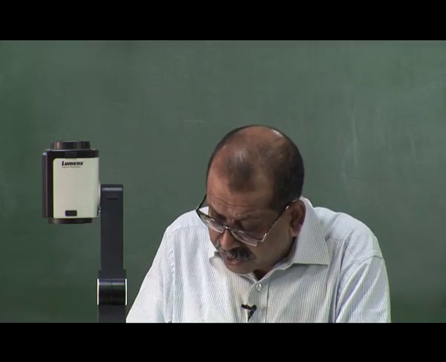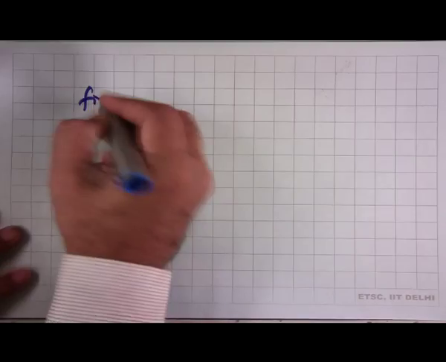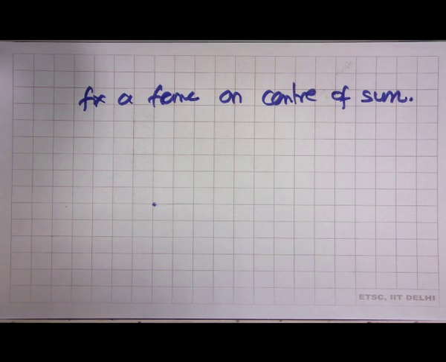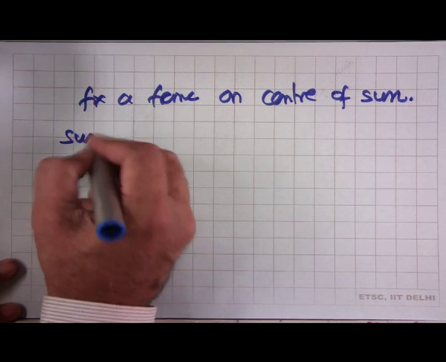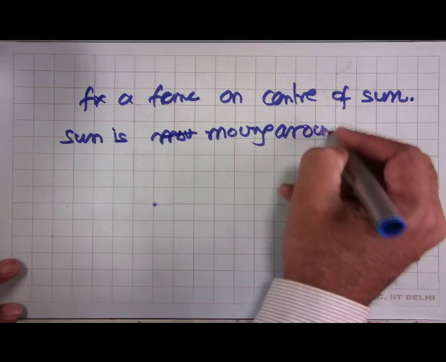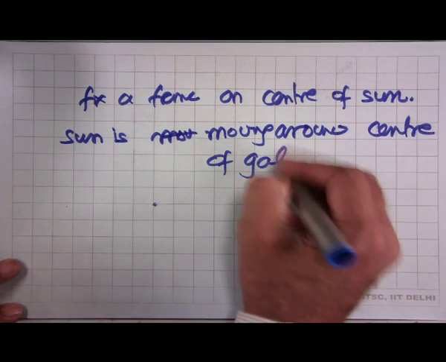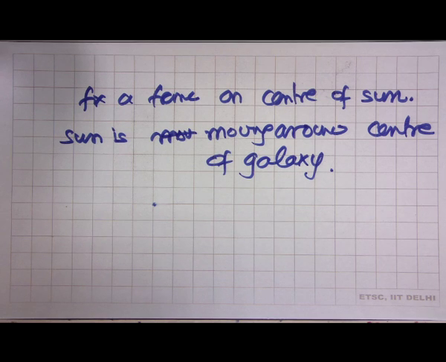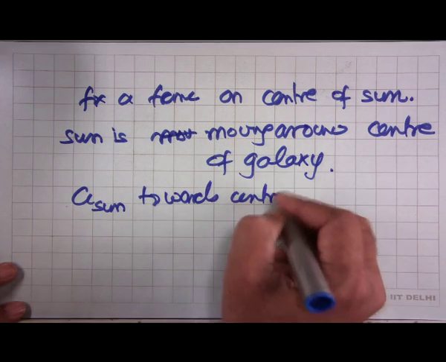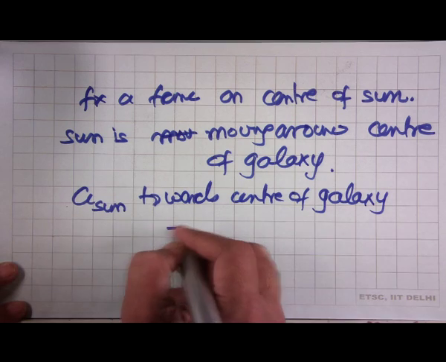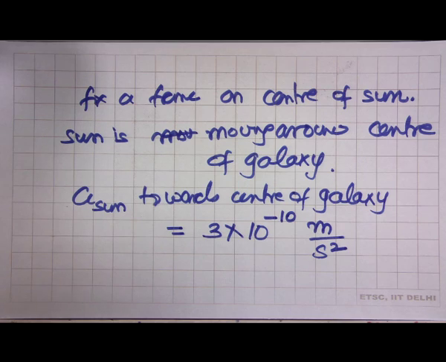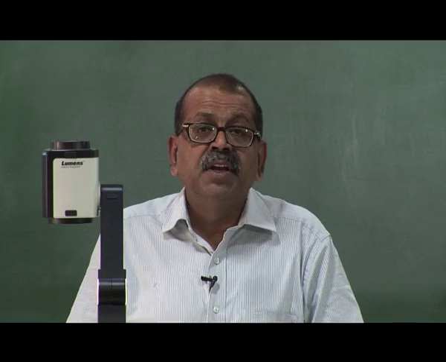So then what we say is, if we go one step ahead, we fix a frame on the center of the Sun, but then what we see is that the Sun is moving around the center of the galaxy, and if we look at the acceleration of the Sun towards the center of the galaxy, this turns out to be 3 times 10 to the power of minus 10 meters per second square. Much slower, but technically speaking, then maybe even this cannot be inertial.